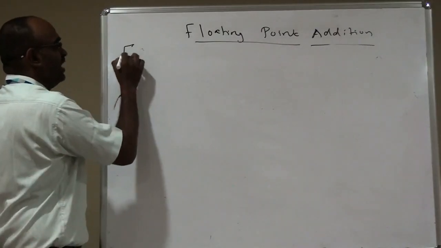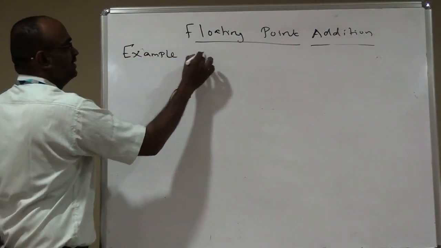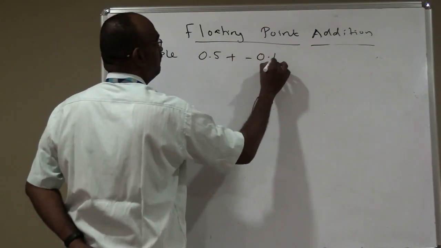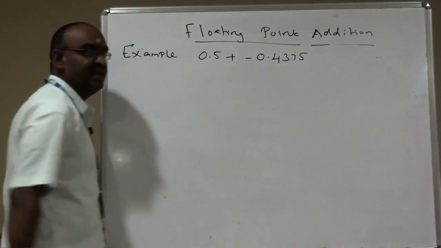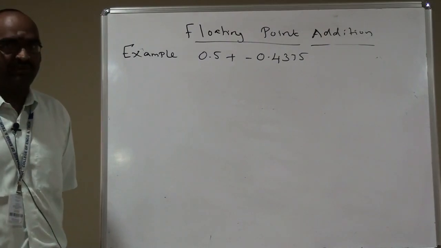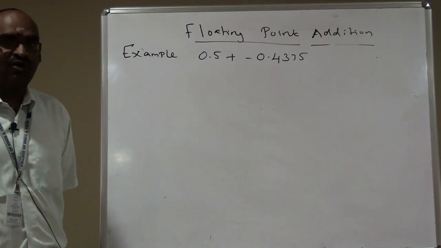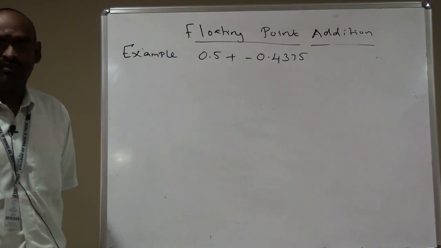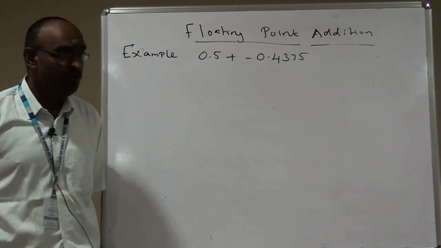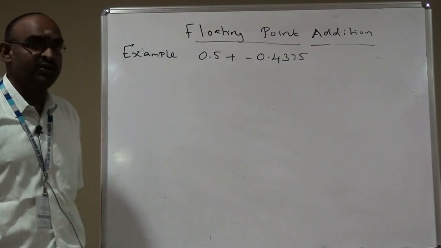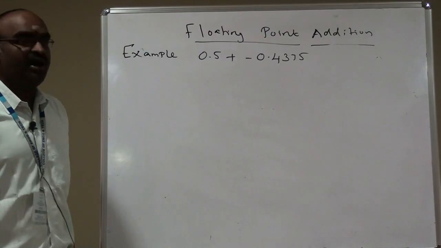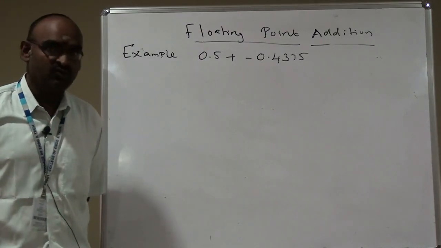So what is the example value? As I said earlier, the example is 0.5 added to the negative number 0.4375, that is, minus 0.4375. The value is given in decimal, but the computer must do operations with binary numbers. No decimal number will be processed at any cost. So before moving to the algorithm, we must first convert these values into binary. That is a mandatory part. So 0.5 plus minus 0.4375 must be converted into binary.